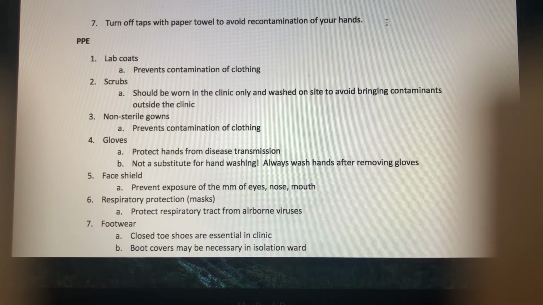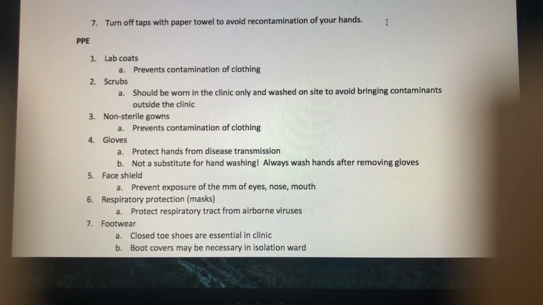So the best case scenario is to come to work in your street clothes, put on your scrubs, do your job, and take your scrubs off and put your street clothes back on anytime you're leaving the clinic. So if you're leaving for a lunch break or something, leave your scrubs there for washing at the end of the day. Non-sterile gowns can prevent contamination of clothing as well. You'll see in the isolation protocols videos some examples of non-sterile gowns that they wear over their clothes.